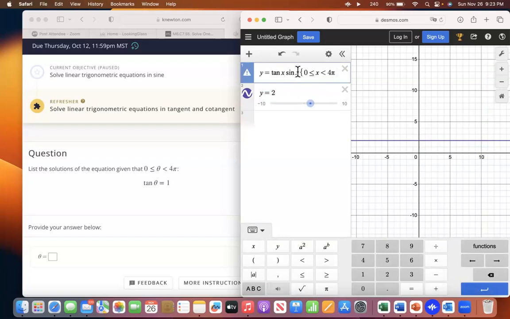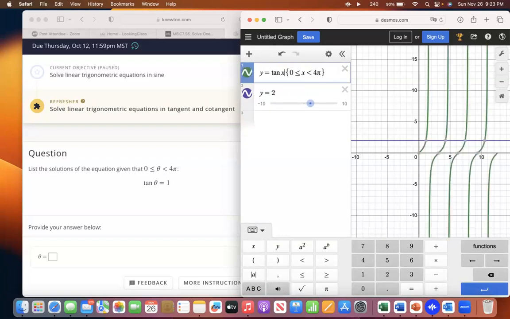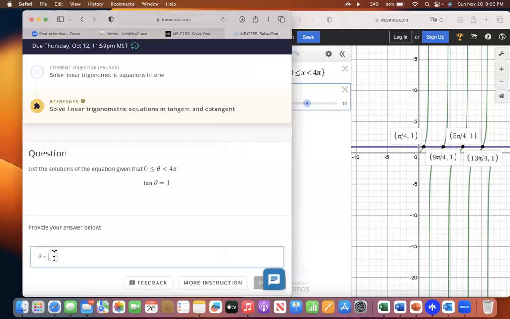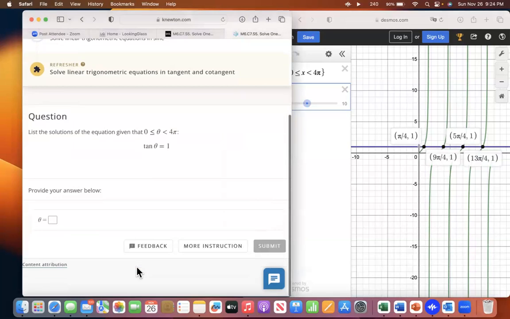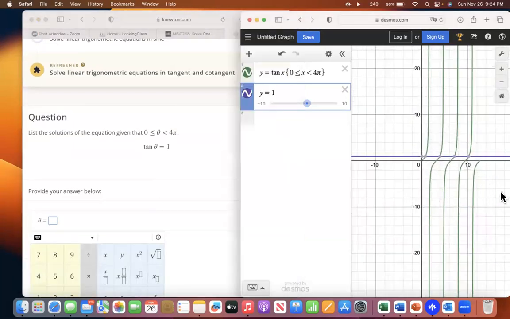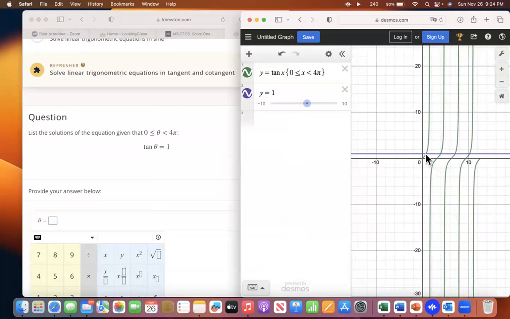Yeah, you have to remove the sine x that's there, minus 2, right? Sorry. Okay, and then you go y equals 1, and you're just looking for the intersections there. Pi over 4, 5 pi over 4, 9 pi over 4, 13 pi over 4. You may want to go out to the right a little more on your graph. Yeah, you got them all. Good. Okay, cool. Oh shoot, they're gone.